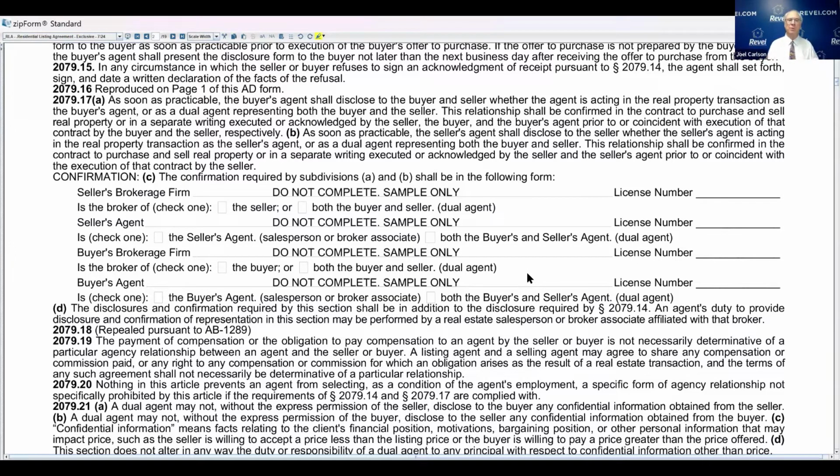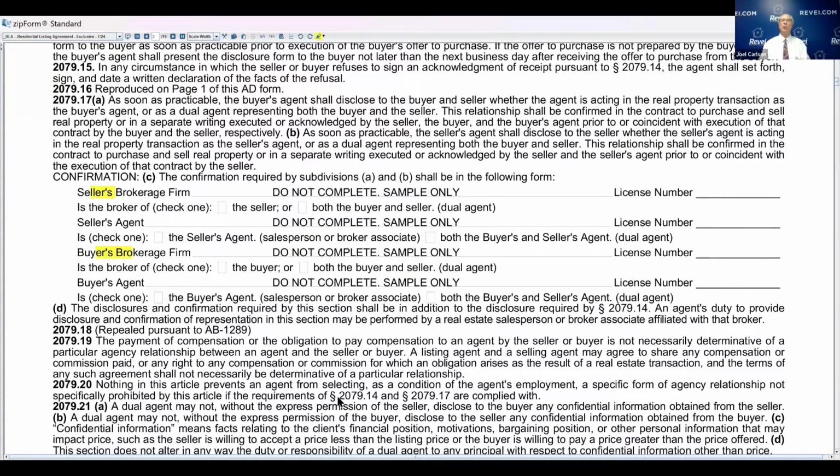The only reason you sign the purchase contract is because you're confirming your agency relationship. Do you represent the buyer exclusively, the seller exclusively, or both buyer and seller? That's the only reason you sign the contract.